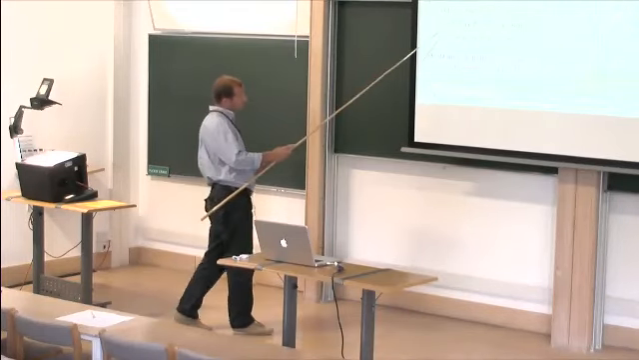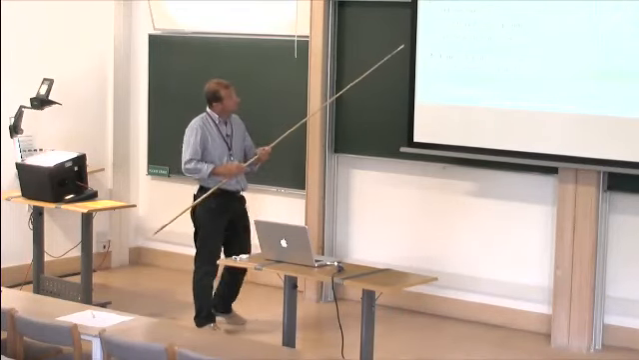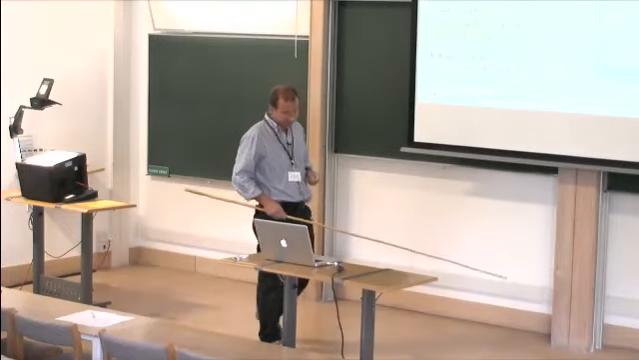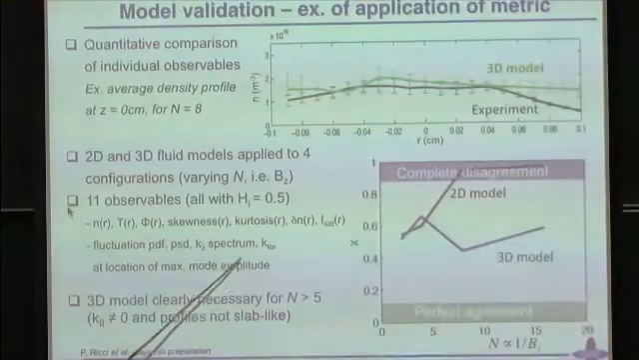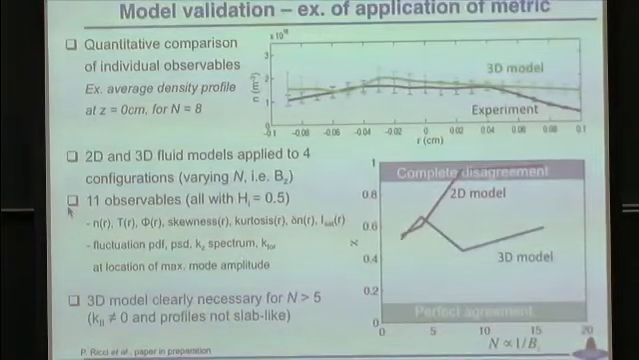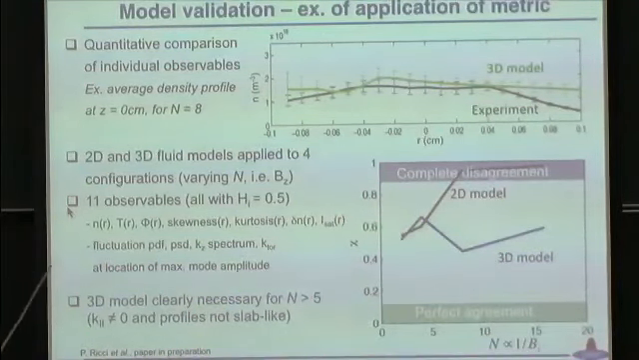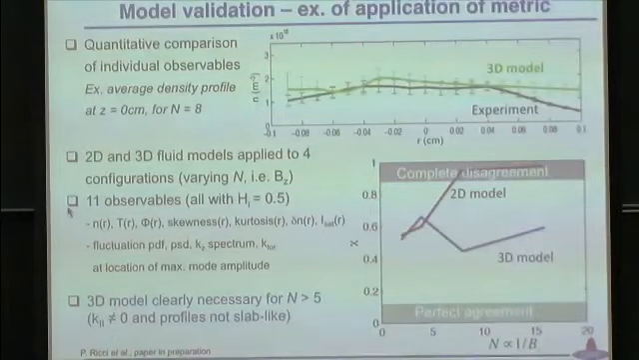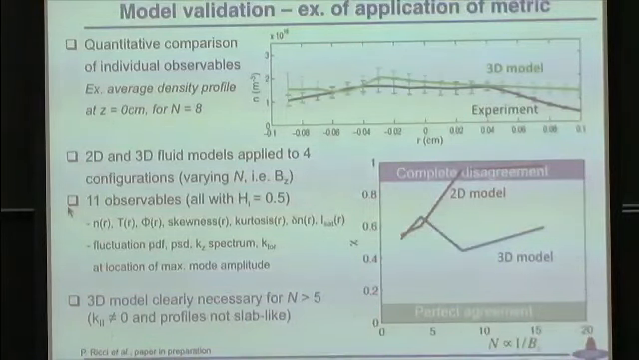We also took the PDF of the fluctuations as an observable, the power spectral density, the spectrum in KZ, both measured and calculated, and the K-toroidal spectrum at the location of the maximum mode amplitude. So this second class of points are just points at one particular location.